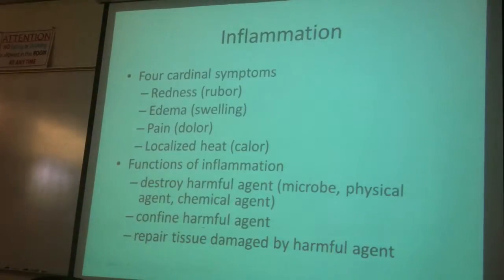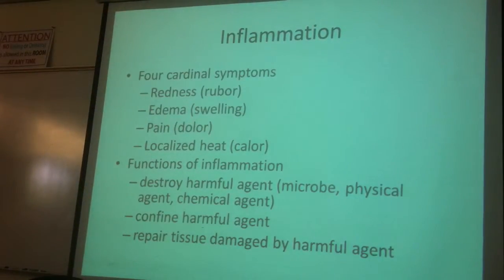Inflammation. So there are 4 cardinal signs: redness, edema, pain, localized heat. Okay. Rubor, swelling, dolor, calor. So why do we have inflammation?